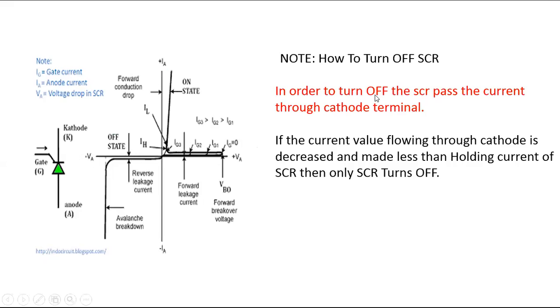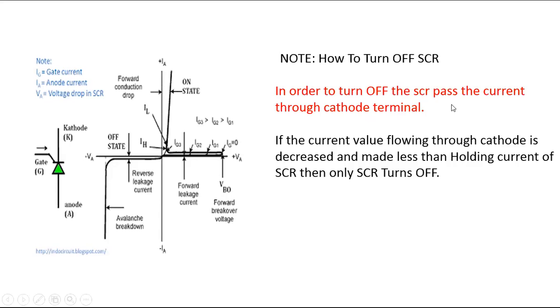We have written here clearly, in order to turn off the SCR, now this statement is important: pass the current through the cathode terminal. You can mention this in the examination when you are explaining the commutating circuit. Only certain technical points, circuit representation, and direction of current flow are very important. Now, how to turn off the SCR? In order to turn off the SCR, pass the current through which terminal? We should design the circuit in such a way that current should enter in which terminal?